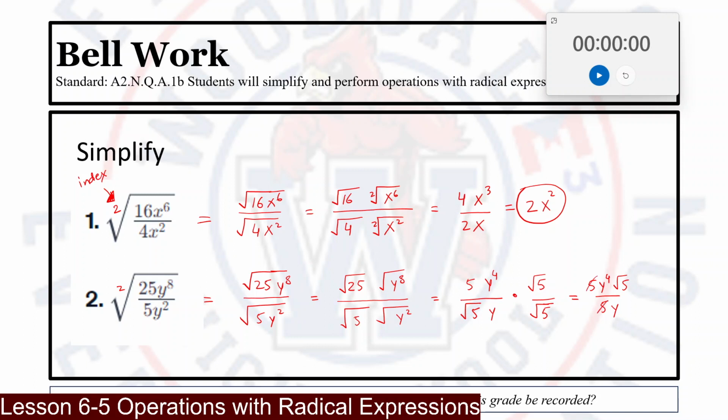This 5 and this 5 cancel. This 4 becomes a 3. This y cancels. So my final answer is y cubed square root of 5.